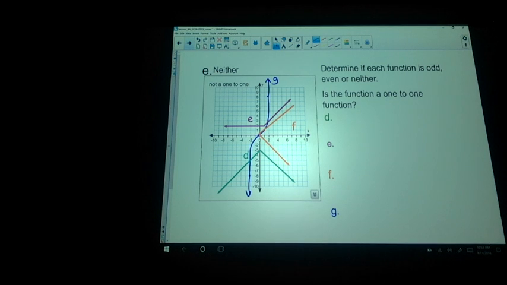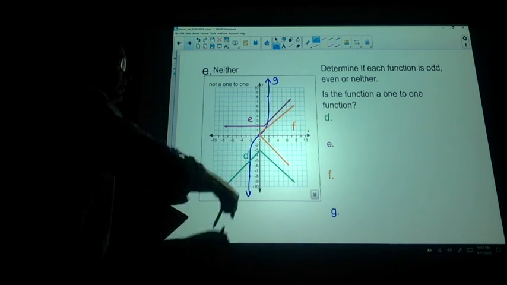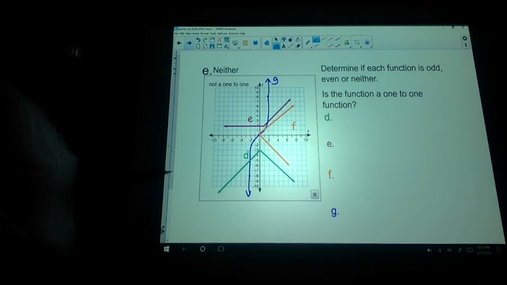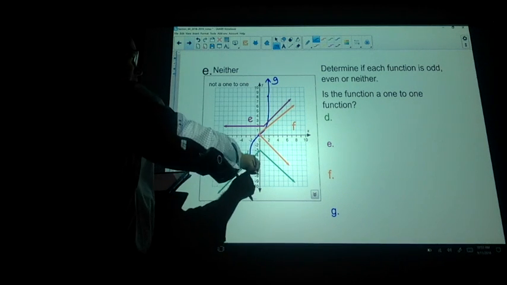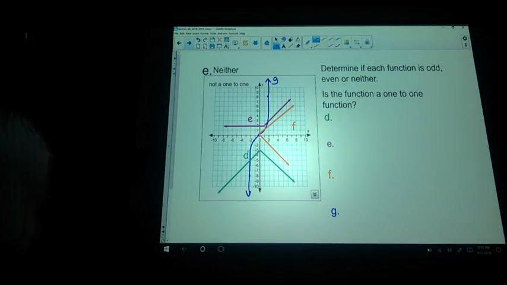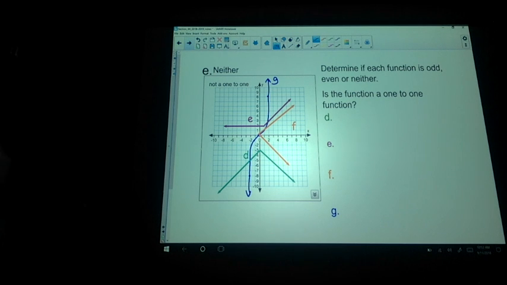All right, so letter D. Is it a function? No. Yes, the vertical line test works on the green. If it's a function, is it symmetric about the y-axis? I think this green line should continue forever. So it is a function.